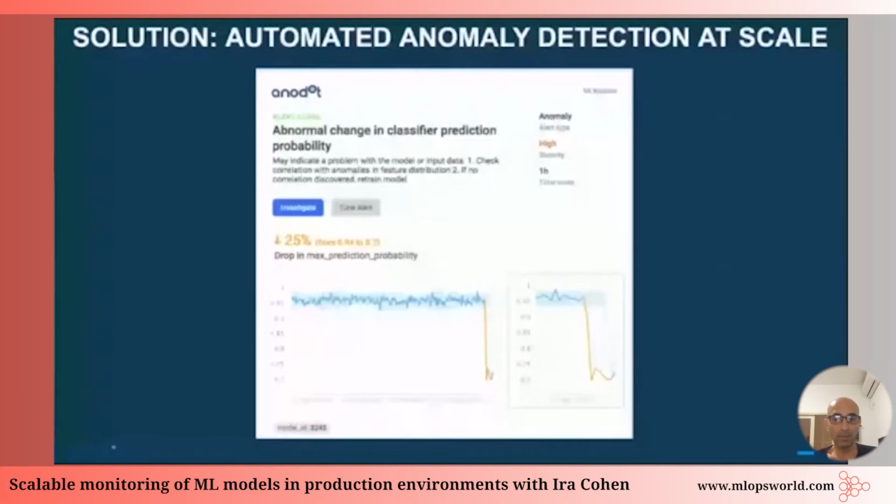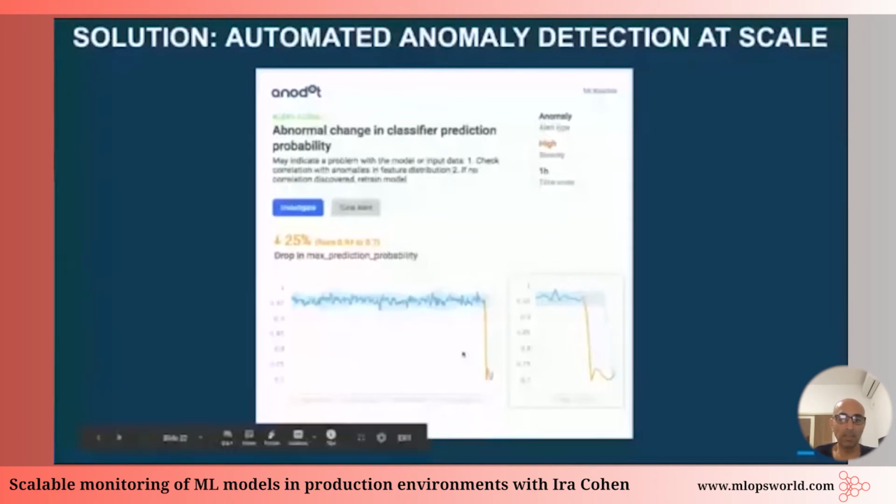So this is an example of an alert for a classifier. It's basically showing me the max prediction probability of the classes. And as you can see from the chart here, it's quite steady. It usually produces high confidence. It has high confidence in the predicted class, whatever the class is for this classifier. And all of a sudden, the anomaly is that it started having lower confidence than normal.